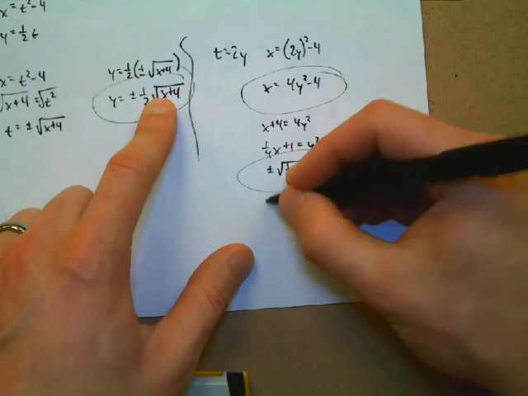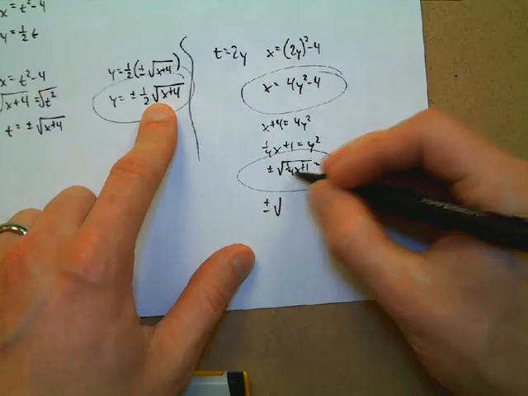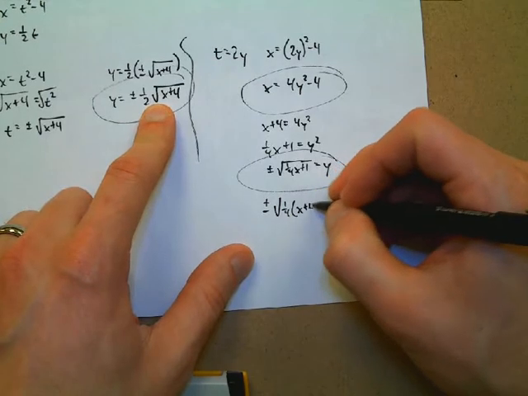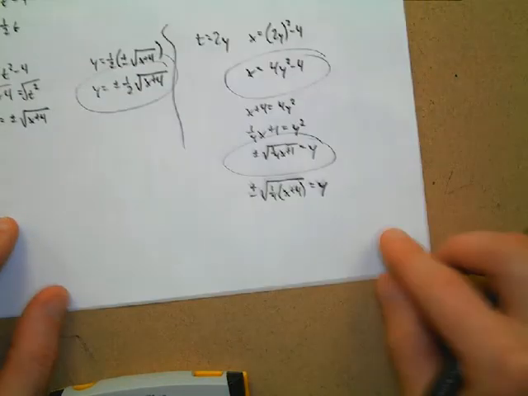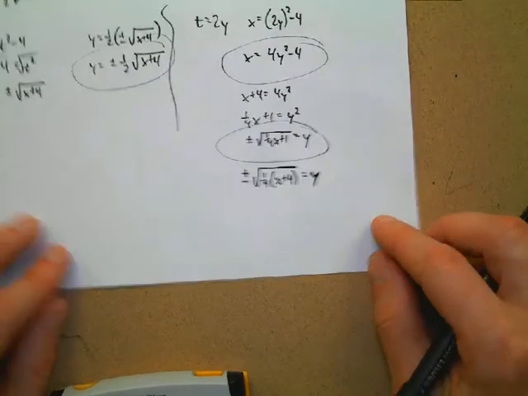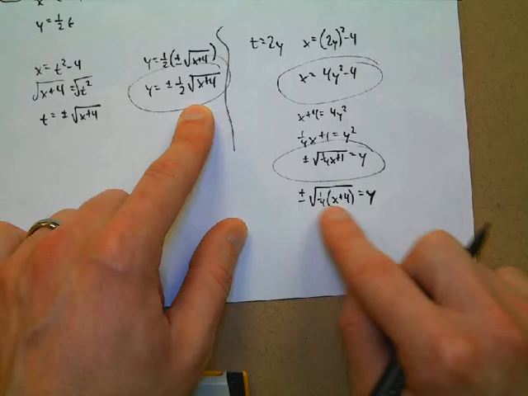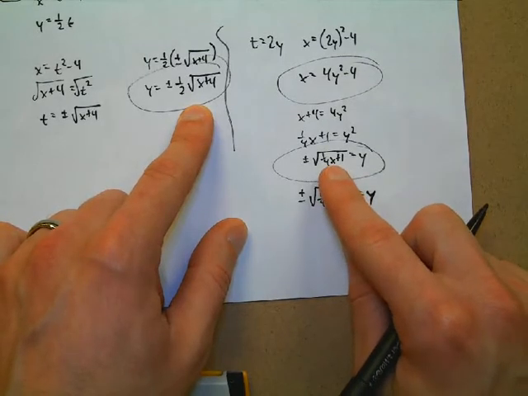Now, we can break up a square root over a product like this. And what's the square root of 1/4? 1/2. And there it is, the same thing. Okay, so these are equivalent. This is the same thing as this. All right. So that's eliminating the parameter.